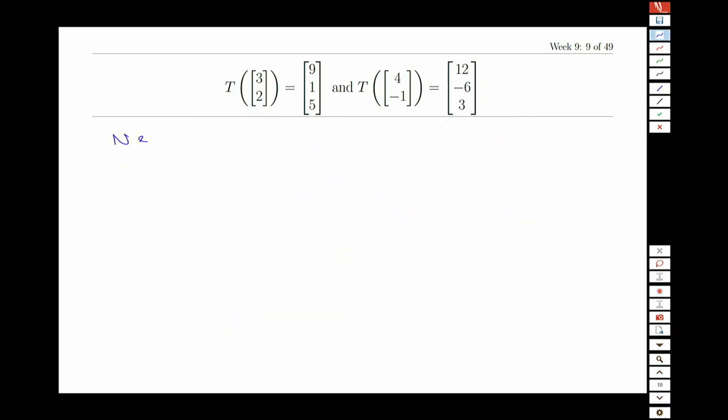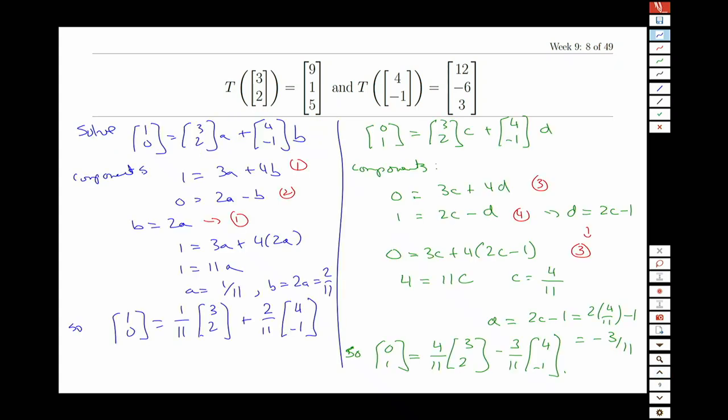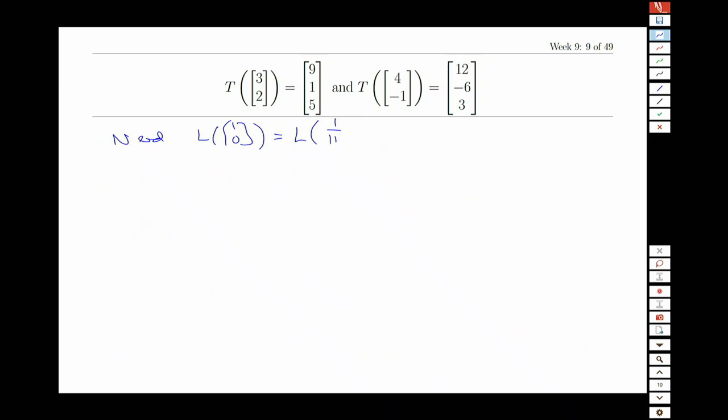We need the L of 1, 0. But that's equal to the transform of 1/11. Let me make sure I get the coefficients right here. 1/11 times 3, 2 plus 2/11 of 4, negative 1. Because this and this are equal. They're the same vector.